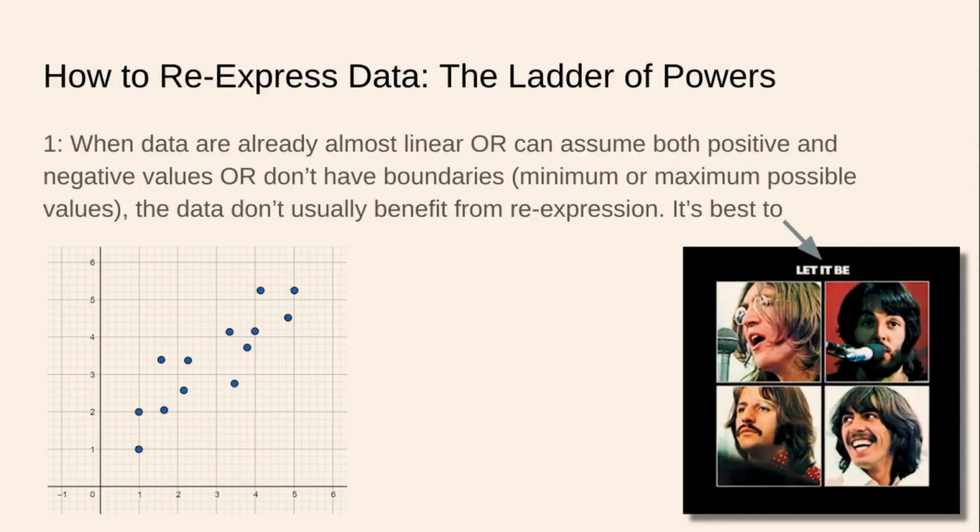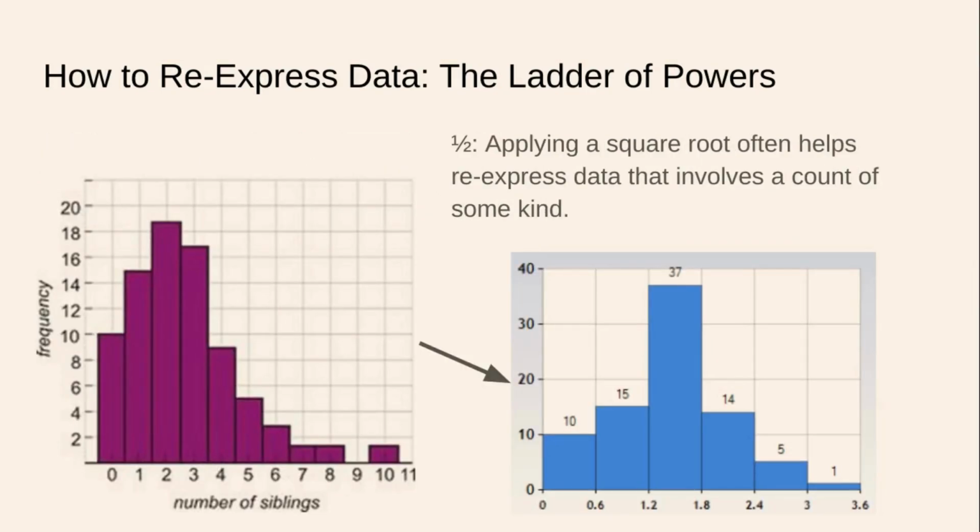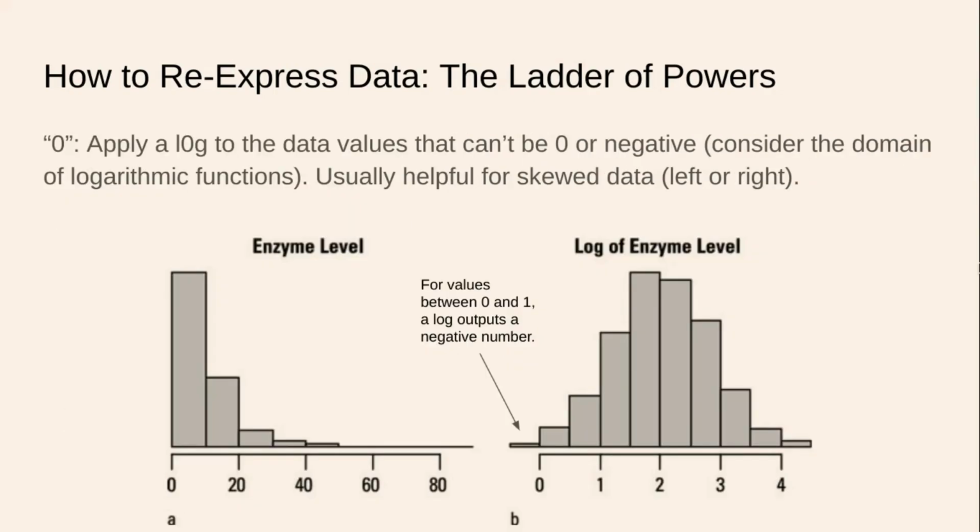If data are already almost linear, or they can assume positive or negative values, or don't have boundaries, there's no minimum or maximum possible value. That's rare, but it does happen. The data don't usually benefit from re-expression. It's best to just make like the Beatles and let it be. 1/2 refers to applying a square root to the y values. It's often helpful with counts of some kind.